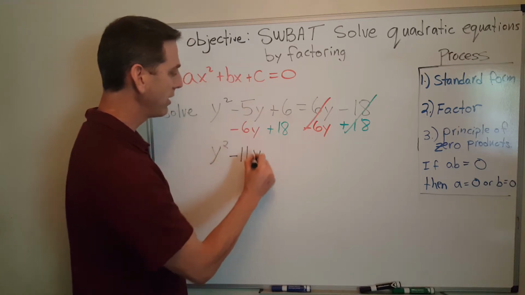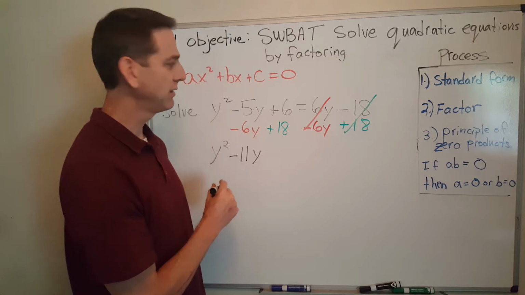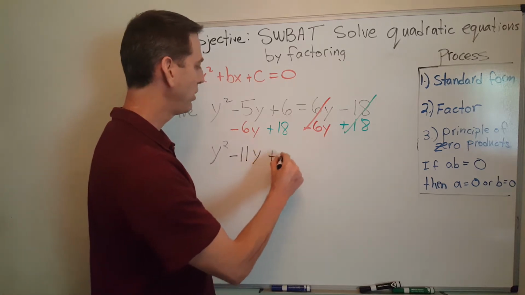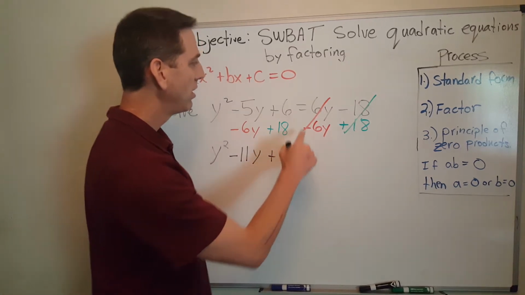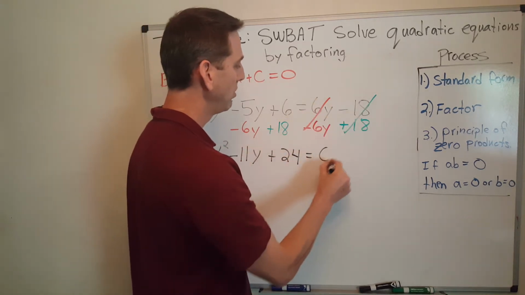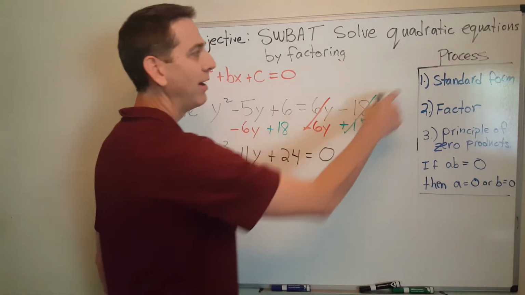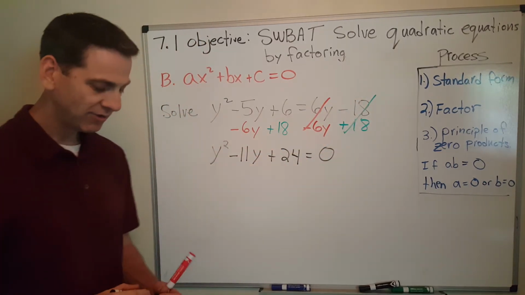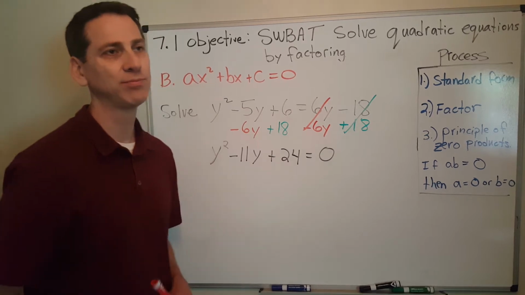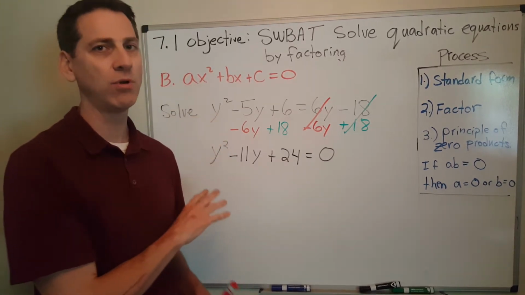Negative 11y. Then I got 6 plus 18. That's what, 24? Plus 24. And that's all going to be equal to 0. Now that's in standard form, and I'm done with step 1.